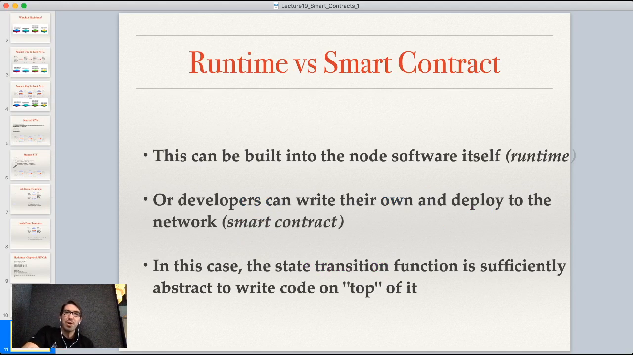So this can be built directly into the software of the node. We often call this the runtime. This is what the blockchain itself has as its state transition. Or we can make a sufficiently abstract state transition function that code itself can run on top of it. So your state transition function may be like, you'll run this additional code. And developers can then write and deploy their own code to the network. And this is what a smart contract is.